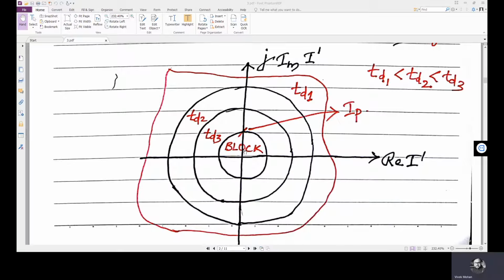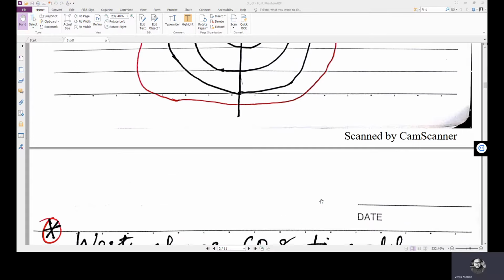That means if the magnitude of I dash increases, then the time delay decreases. For the maximum I dash value, TD1 is the time delay, which is the smallest among TD1, TD2 and TD3. So there is an inverse relationship between the time delay and the magnitude of I dash.